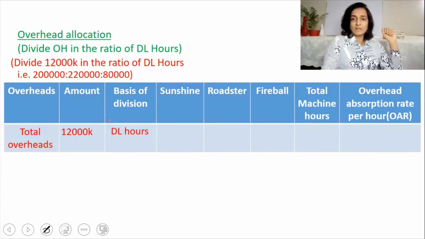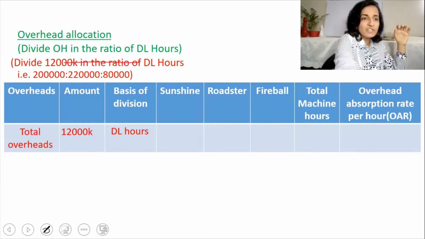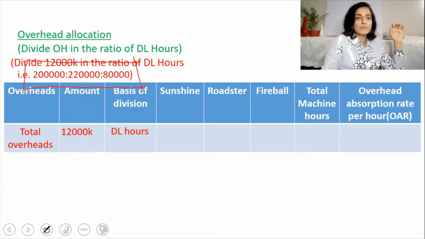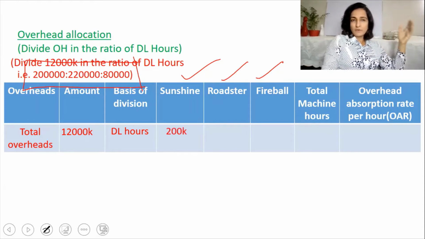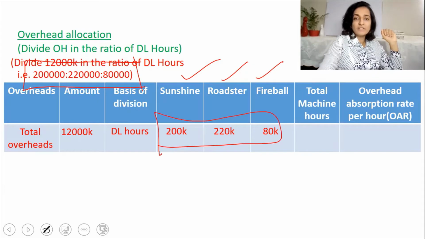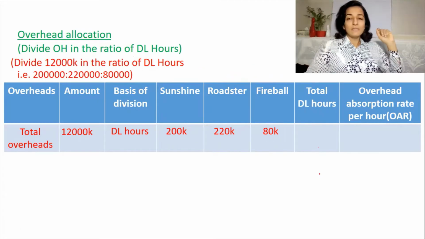Now we shall get to the division part. So the ratio of division is 200,000 is to 220,000 is to 80,000. So we shall make a note of the respective amounts against each of the products. So 200,000 for Sunshine and 220,000 for Roadster and 80,000 for Fireball. So what is the total hours? It is 200,000 plus 220,000 plus 80,000, giving a total of 500,000 direct labor hours.